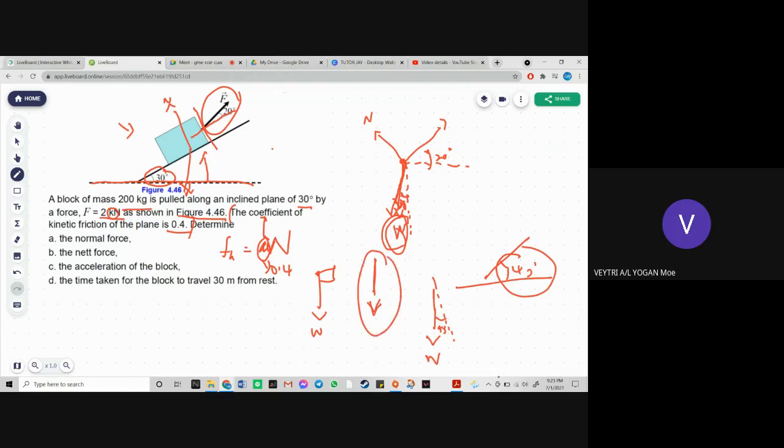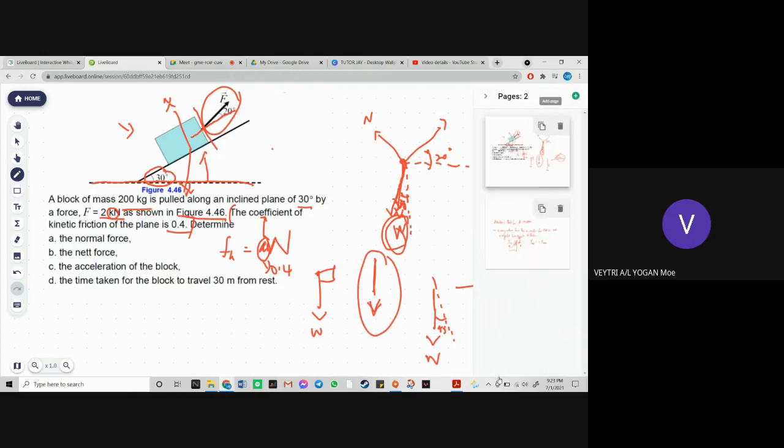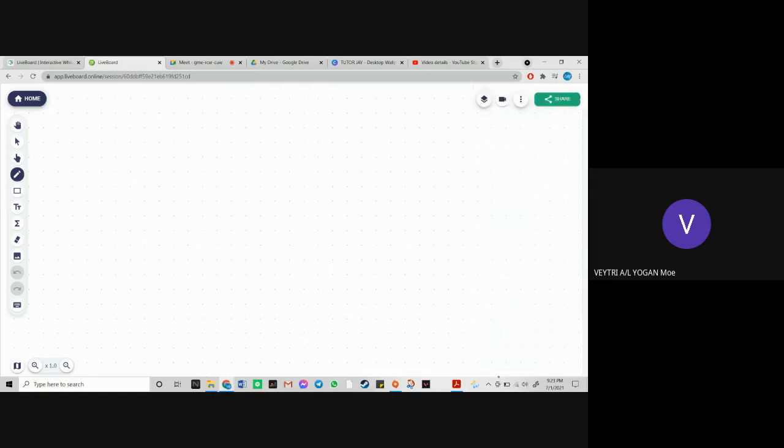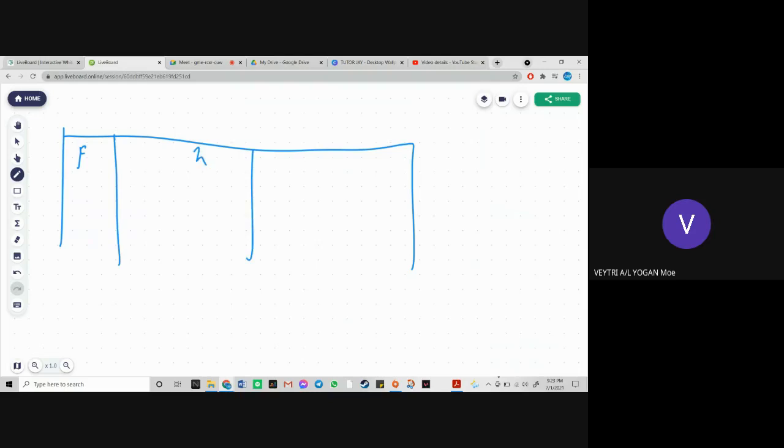Alright, so now you guys have your free body diagram. Let's draw the table of forces as we usually do. Over here, as usual, your forces, your x component, your y component. Please label fully. Under force, you will have your external force, frictional force, next will be your normal force, and next will be your weight force.